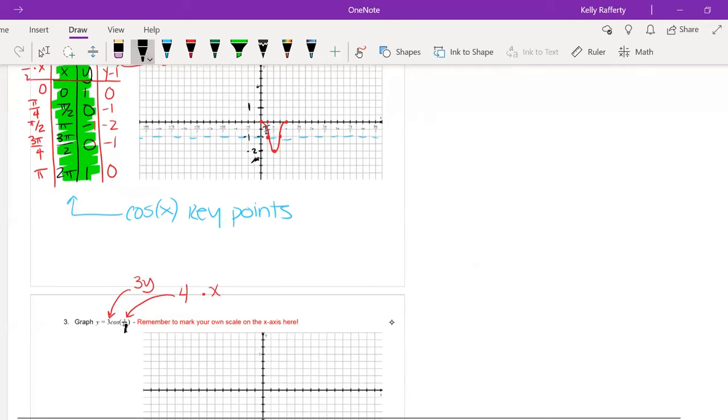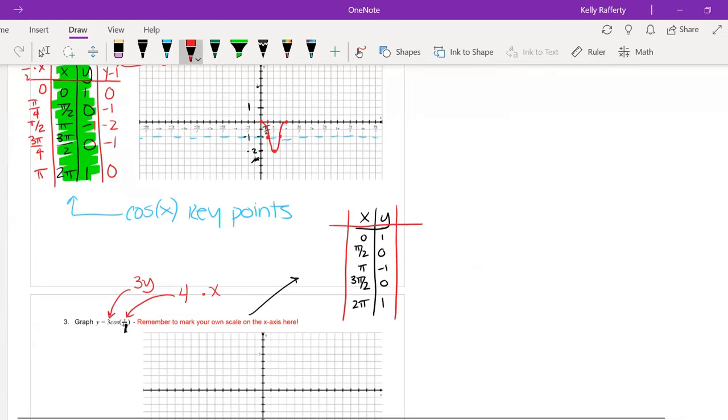All right, I'm going to do the same thing. I'm going to do my table over here for this one, so I have some room. And just give us a shout if you guys have any questions.